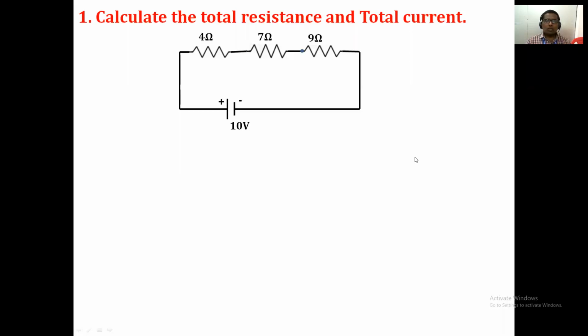Now, may I ask the question here? Just see the circuit diagram. Don't write anything down. I will give sufficient time. How are these resistors connected in the circuit? How many total resistors are there? Total 3 resistors are there. How are they connected in the circuit? Series.